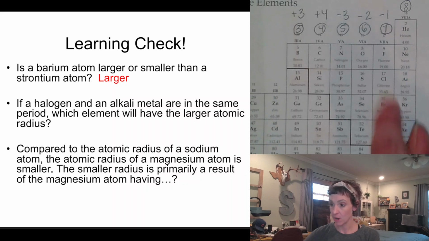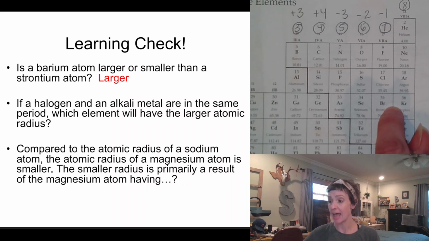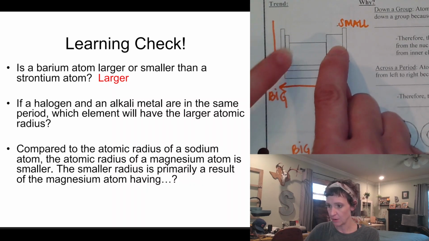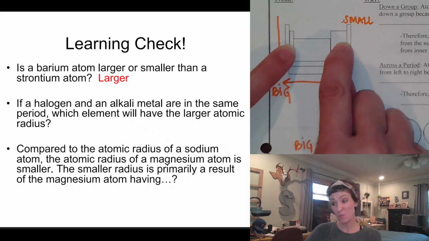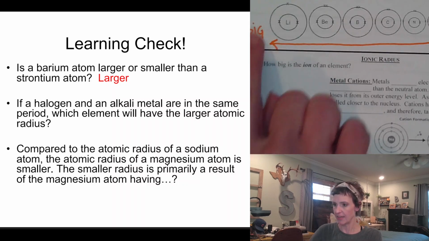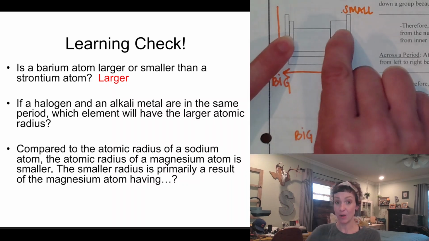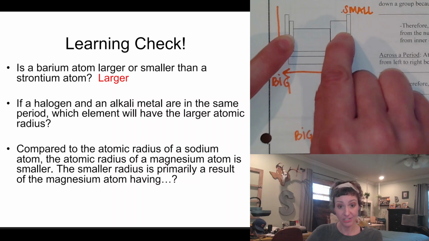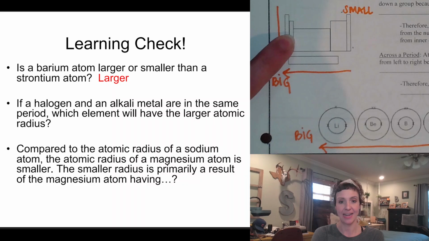So if I were to pick one halogen and one alkali metal in the same period, one guy over here and one guy over here in the same row, and they are asking which one will be larger. So I'm visualizing what happens to atomic radius as I go across a period, go across a row. Oh, they get smaller. So if they're saying which one is larger, the alkali metal or the halogen, we would definitely say the alkali metal, right?